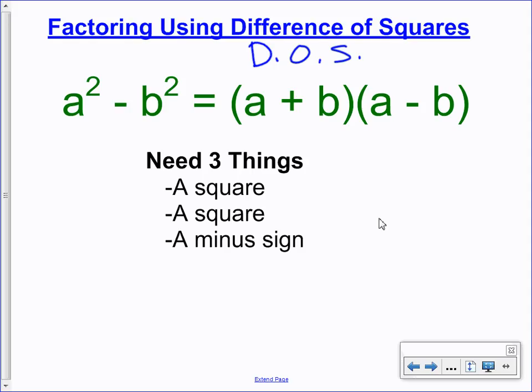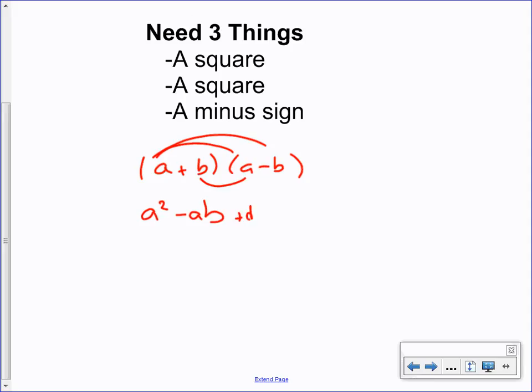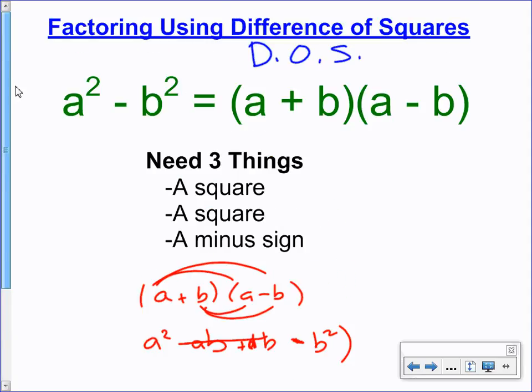If you were to FOIL this out, let me show you why this has to be. So we have a plus b, and then a minus b, right? When you FOIL it out, you get a squared minus ab, and then plus ab, and then minus b squared. What happens in the middle? It's gone. So that's why it shows a squared minus b squared. Okay? So, when you see a difference of squares, dose.